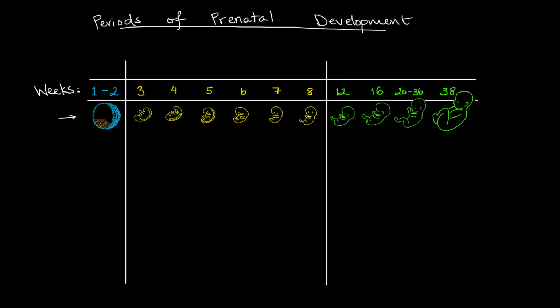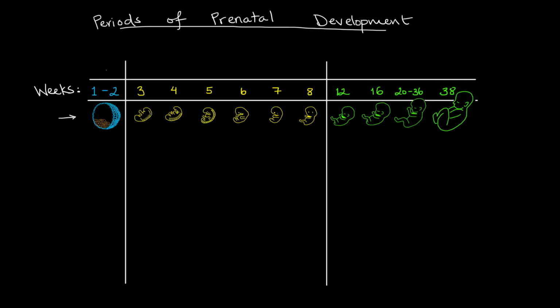Obviously, we talked about the blastocyst before. This is just a cluster of cells. And then by 38 weeks, we have kind of a full baby. So this would be much, much larger than the blastocyst. The blastocyst is very, very, very tiny. But this is generally what it would kind of look like.